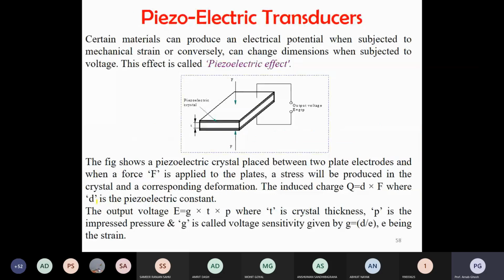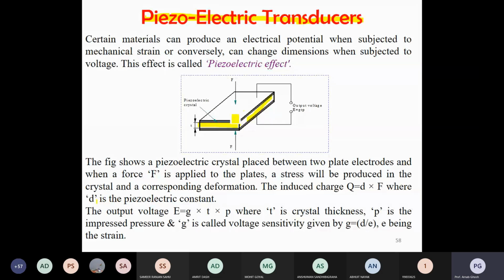In a piezoelectric transducer, you know what is meant by the piezoelectric effect. If you are using a crystal, a piezoelectric crystal, and some force is applied to the crystal from both sides, you will get some output voltage across the crystal.